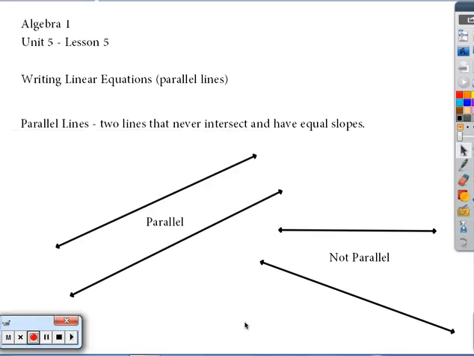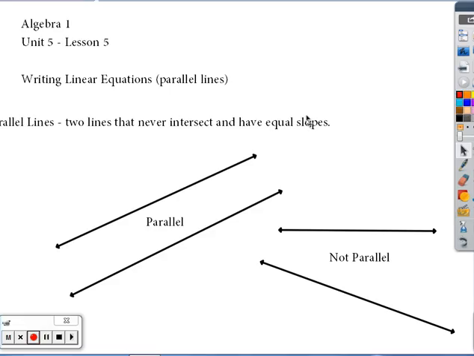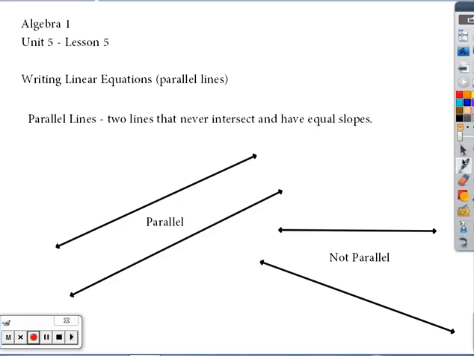Okay, writing equations of parallel lines. First we need to identify what a parallel line is and what not. Parallel lines are two lines that never intersect, and the key part of this is that parallel lines have equal slopes, and that's the part that you have to know.